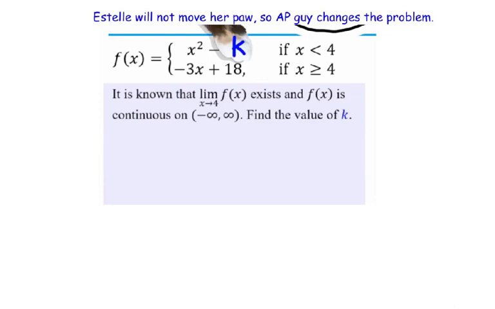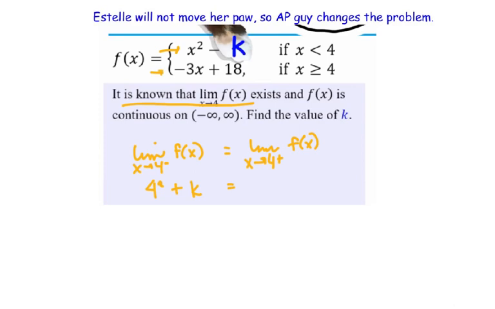And here's what we're going to work on. We're going to start with this statement: it is known that the limit as x goes to 4 of f of x exists. If that's true, it means that the limit as x goes to 4 from the left of f of x is equal to the limit as x goes to 4 from the right of f of x. So from the left, I plug in 4 and have 4 squared plus k, and plugging 4 into the one on the right, negative 3 times 4 plus 18, which means that 16 plus k must equal 18 minus 12, 6. I'm sorry, that's 16 minus k, my bad. So k has to equal 10. That's how you do this.